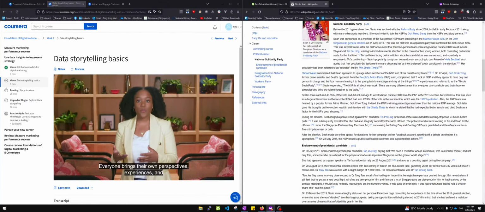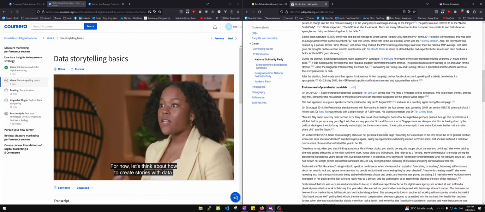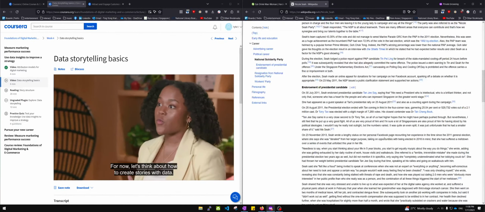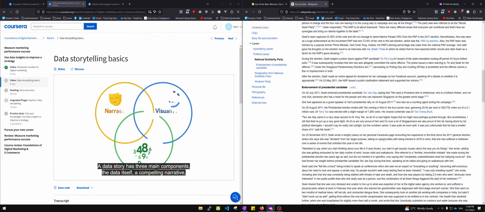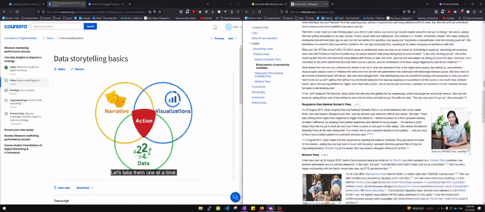Everyone brings their own perspectives, experiences, and biases to data storytelling, and you'll find out about navigating some of those challenges in a bit. For now, let's think about how to create stories with data. A data story has three main components: the data itself, a compelling narrative, and clear visualizations. Together, these pieces should engage your audience by explaining what you learned and how you can use that information to take action. Let's take them one at a time.